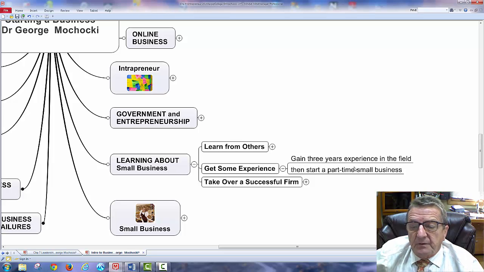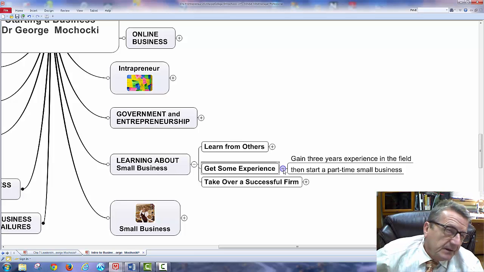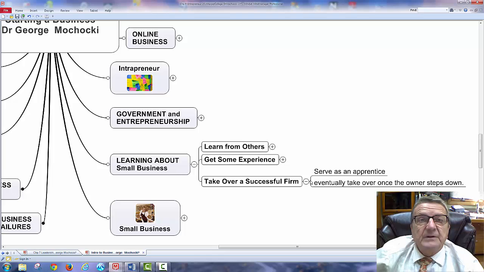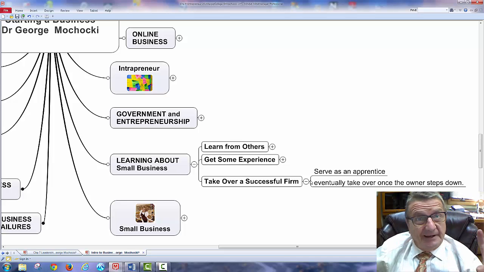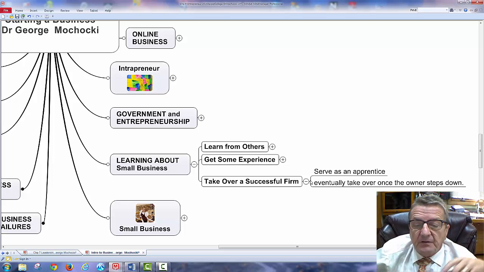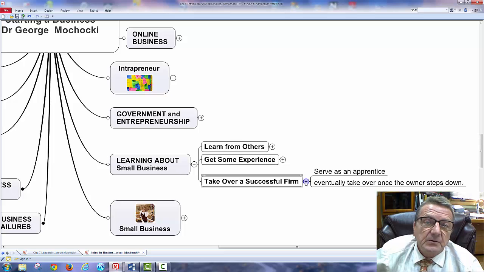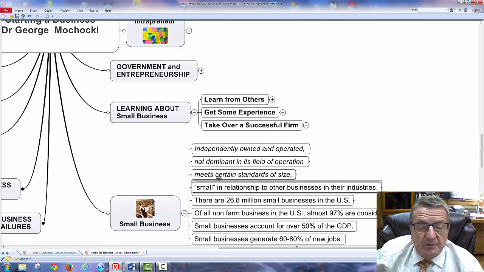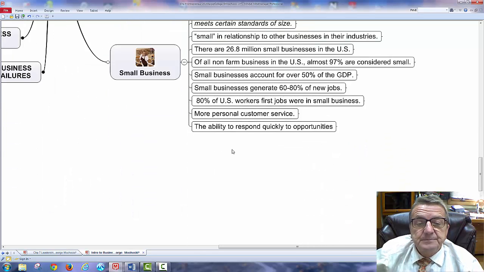Get some experience. Gain 3 years in the field. Work for somebody else. See how they do it. Don't complain, but see how they tax, see how they get their customers, see where they market. Take over companies that retire. A lot of times when you work for a small business and the owner is retiring, and a lot of his family doesn't want to take on the legacy, he may sell it to you, or he or she may be a silent partner, or a partner with you, and you work together.